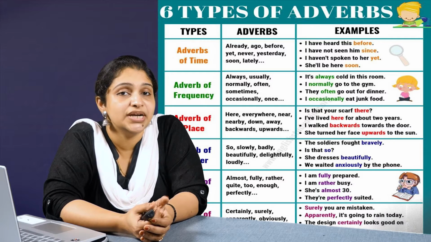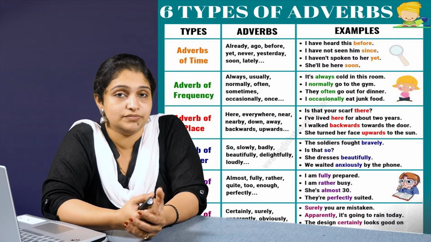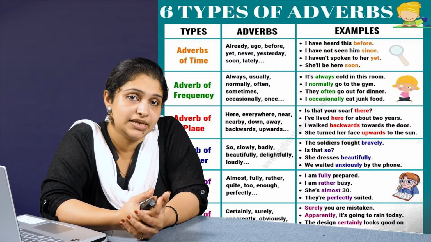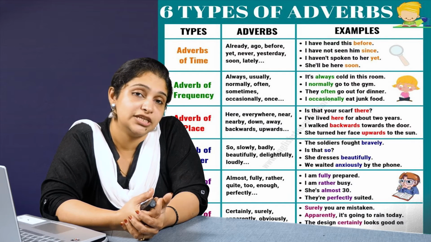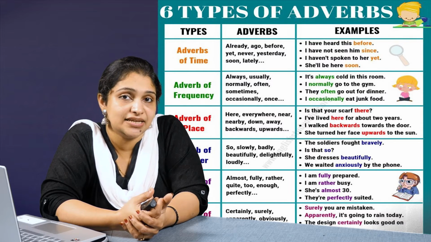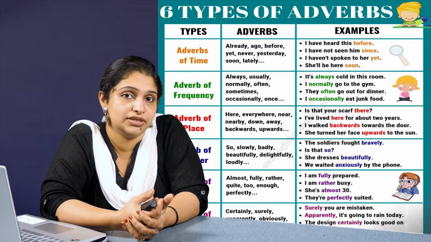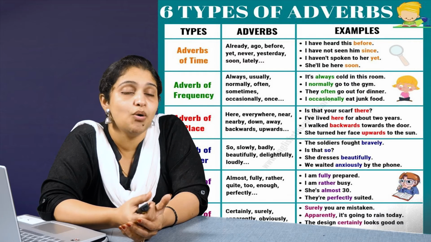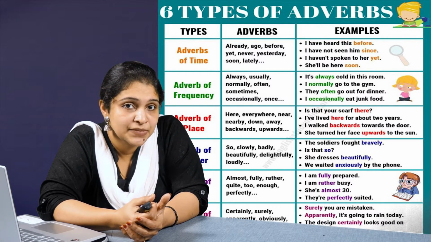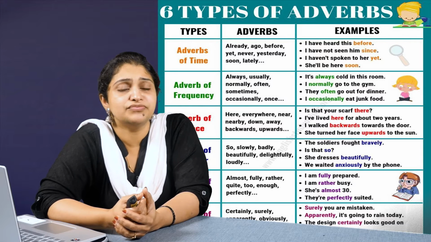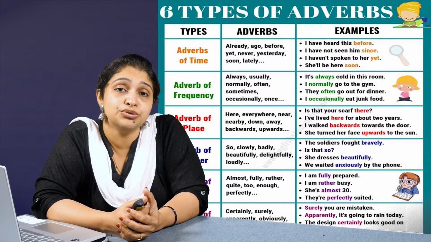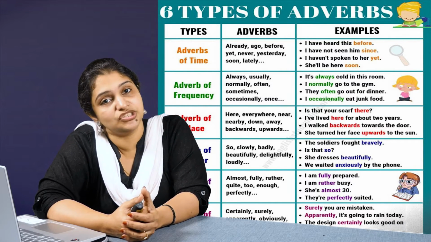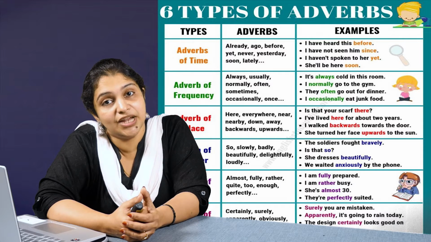And then you have words which show in what form and at what pace, how speedy it takes place: slowly, beautifully, delightfully, loudly, badly, bravely, etc. These are adverbs of manner, the mode in which the action takes place. And then you have words like almost, fully, rather, quite, too, enough, perfectly. All these show the magnitude of the action, the degree, and that's why they are called the adverbs of degree.